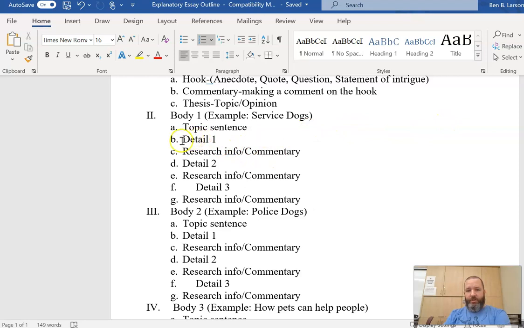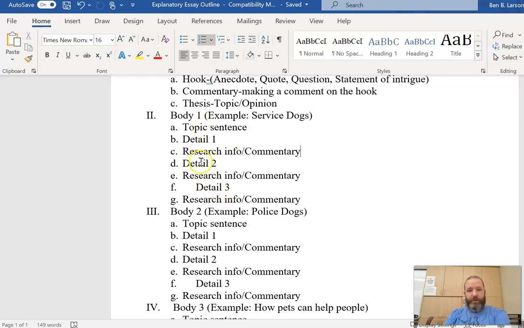Then, using the research that you did, you're going to come up with details about those service dogs: how they help people, how they're trained, what they need, what they do for people, how long they stay with a person, all kinds of details that you learned from your research. So detail 1 is research or info and commentary. For instance, after my topic sentence about service dogs, detail number 1: service dogs can help blind people. Then you will put your research information about what they do, how they do it, how they're trained, how old, what kind of dogs. There's all kinds of information you could have learned from the research. So that's body paragraph number 1.